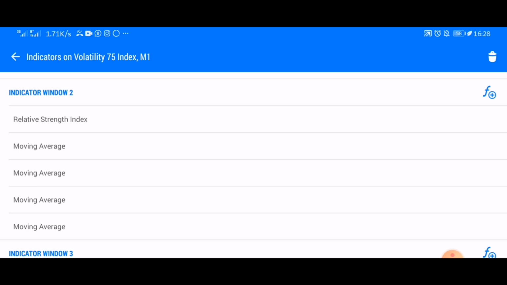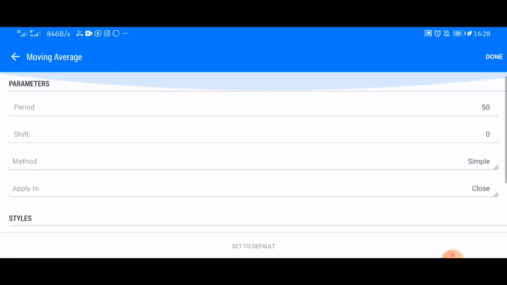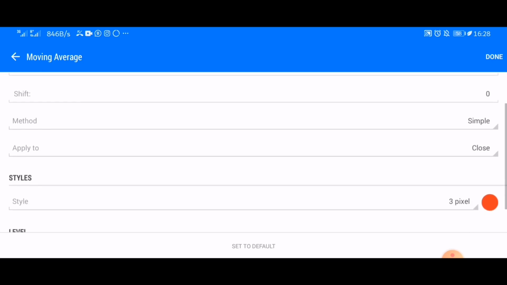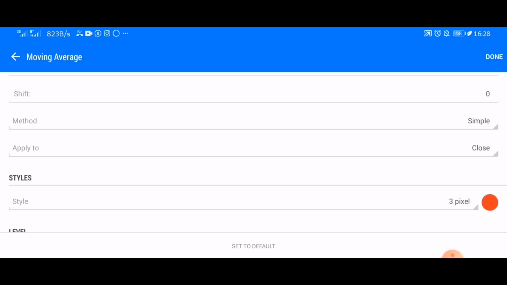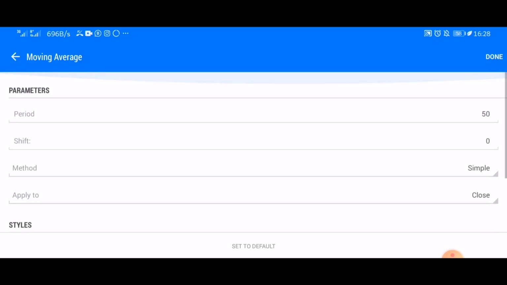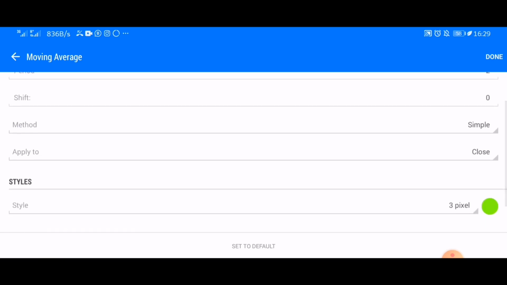The next is the set of moving averages. The first moving average has the period 50, shift 0, method simple, apply to close, and we're going to be having the style 3 pixel red. The second moving average has the period 2, shift 0, method simple, apply to close, and the style is going to be 3 pixel green.